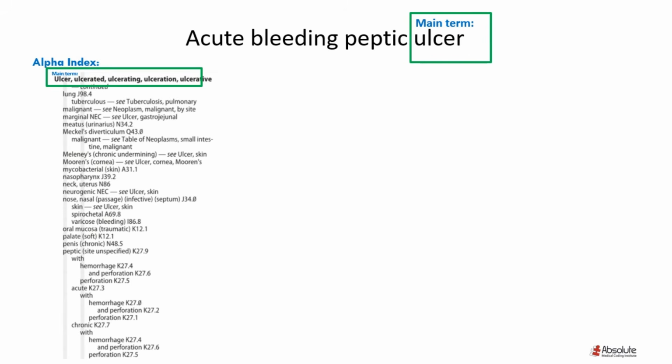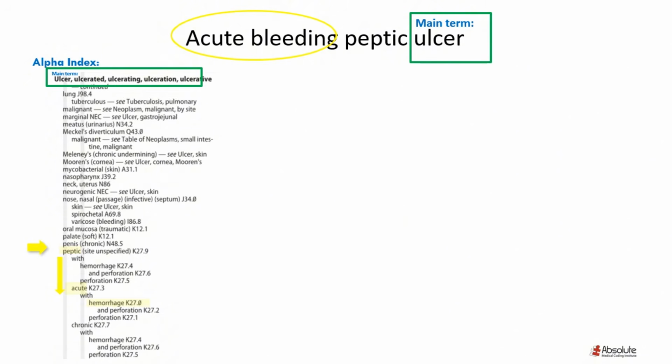Ulcer, what type? Peptic. With acute, yes. Severity. Acute what? Hemorrhage. K27.0. You might say, wait a minute, Mrs. J, how do you know to code bleeding as hemorrhage?